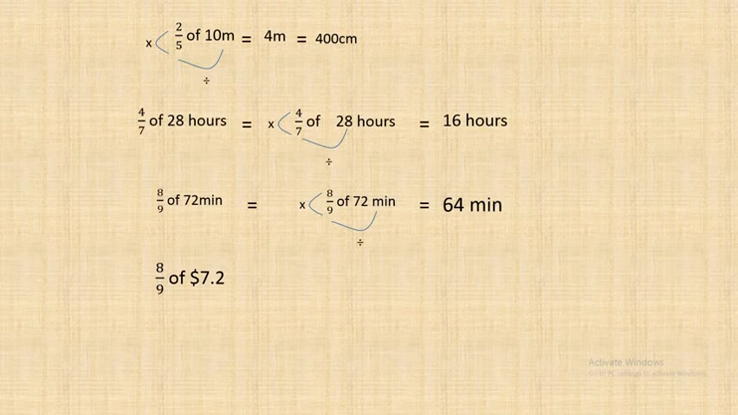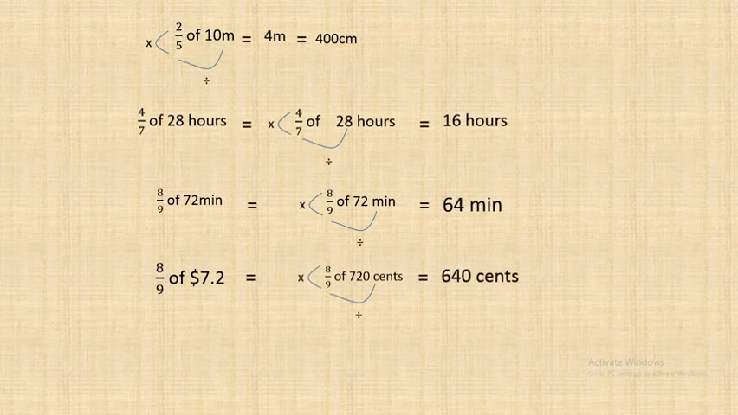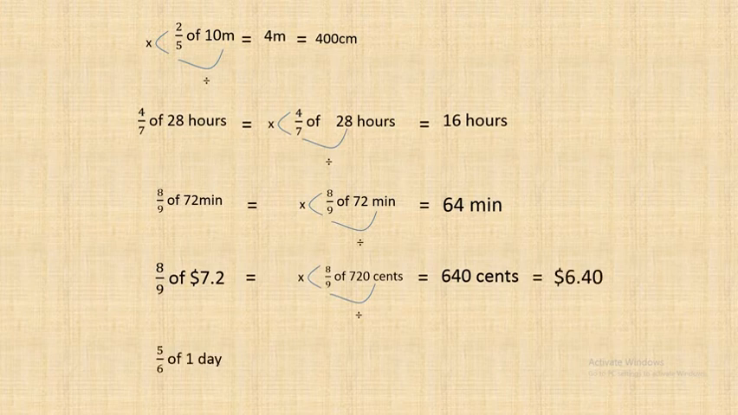Okay, 8/9 of $7.2. So what will happen here? It's very easy, but think a little bit. You have to convert the dollars into cents to be able to do it because it's decimals. So I will make it 8/9 of 720 cents because I know that $1 equals 100 cents. And then I do the same thing. 720 divided by 9 equals 80, and 80 times 8 equals 640 cents. If the question asks you to get back into dollars, it equals $6.40.